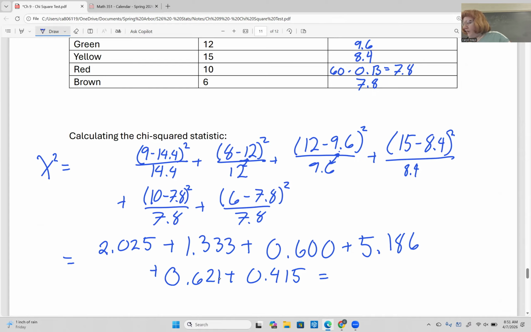Adding these all up, we should get 10.180.